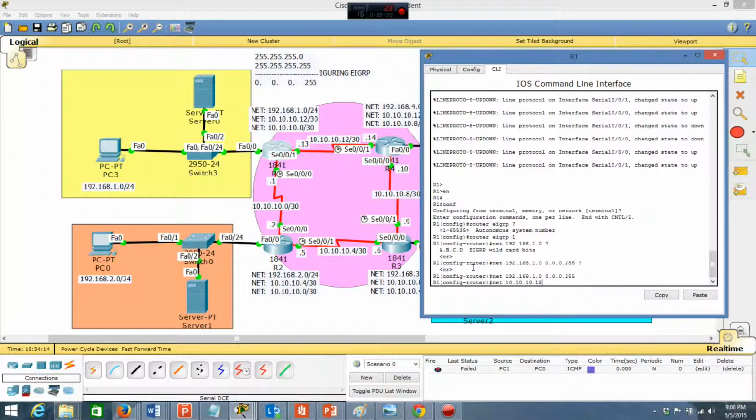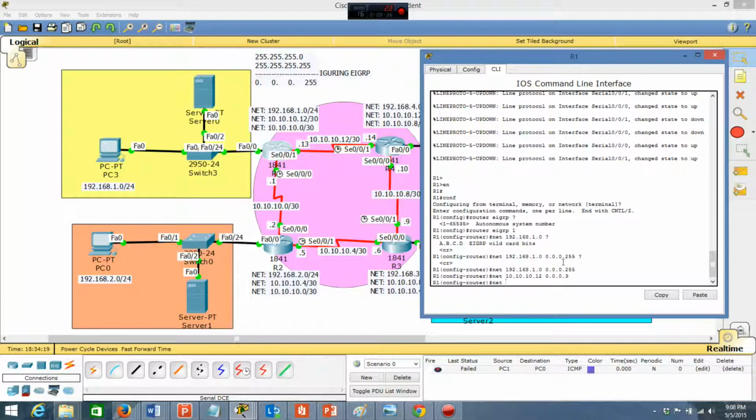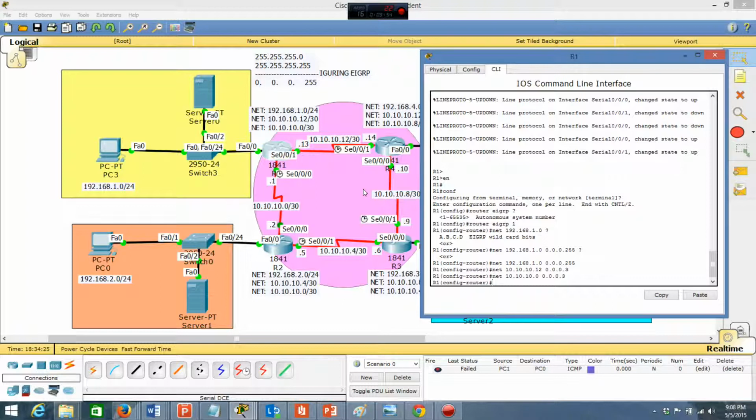Alright, since it is a /30 network, our wildcard mask is going to be 0.0.0.3. So it's 255 minus 252, we get 3. We do enter, we do network 10.10.10.0. Next, we want to do this network right here, .0. That is also a /30 network, so we want to do 0.0.0.3. We do enter. Now there are a lot of parameters that we can set, so let's do question mark.